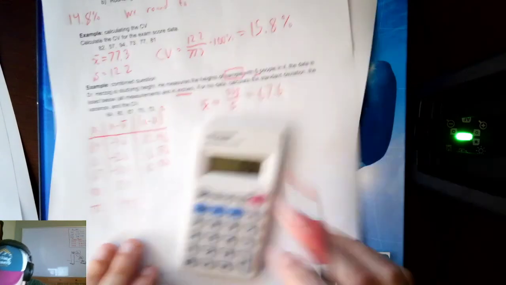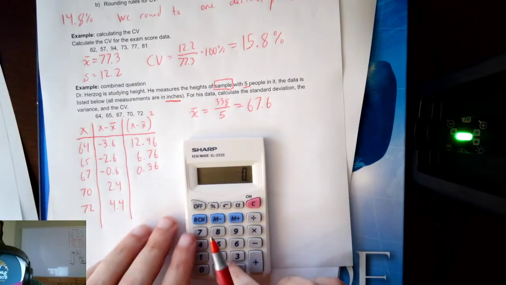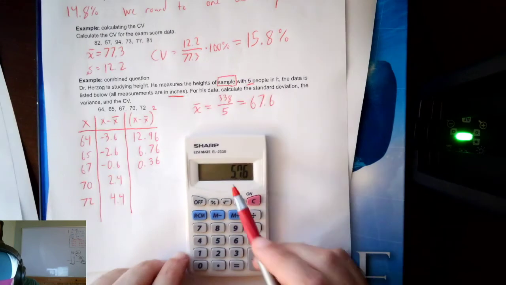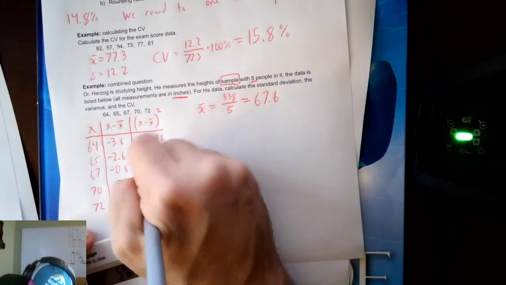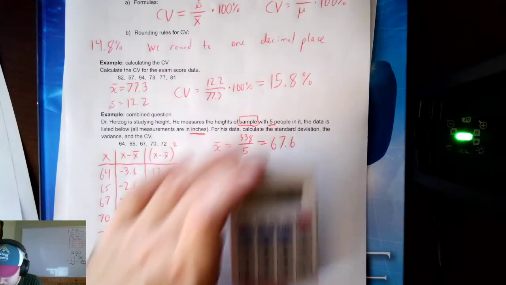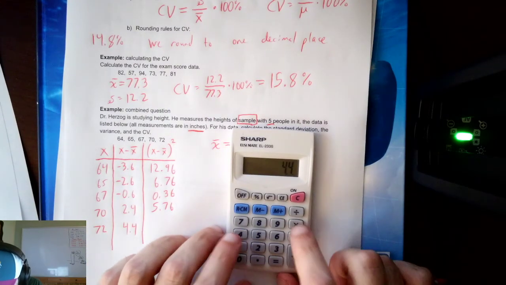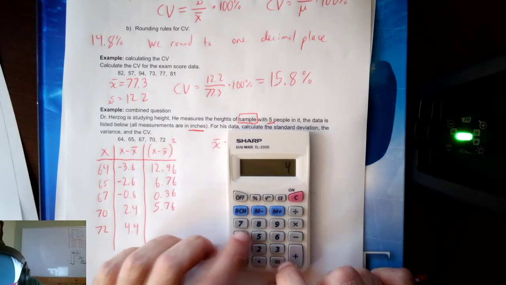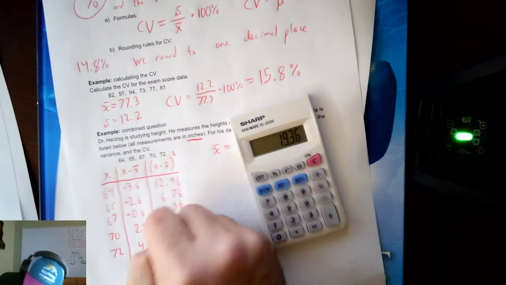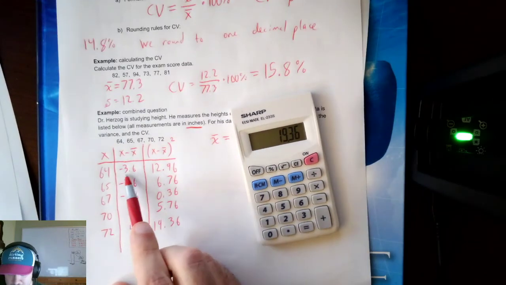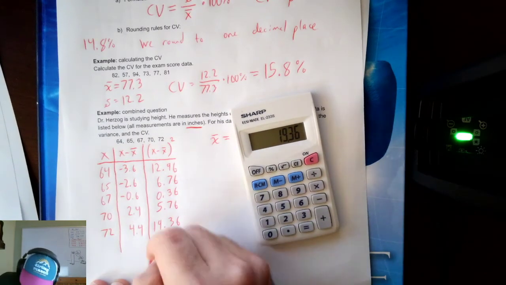I think this one will be 5.76. Let's see, 2.4 squared, 5.76, right? And then lastly, 4.4 times 4.4. Oops. 4.4 times 4.4 equals 19.36. 19.36, right? I'm squaring the middle numbers to get the last numbers.